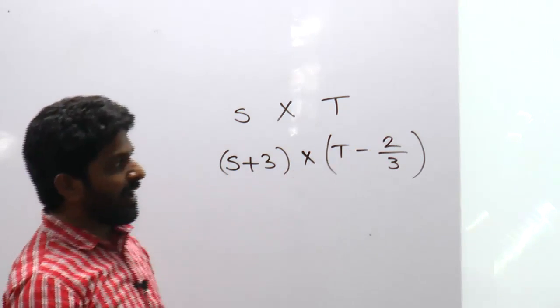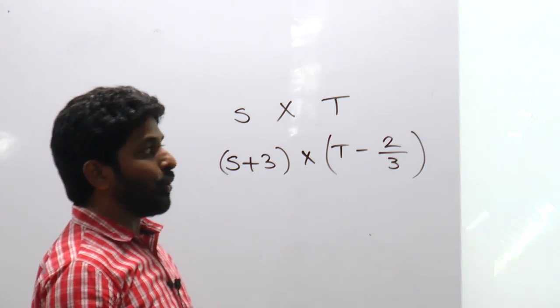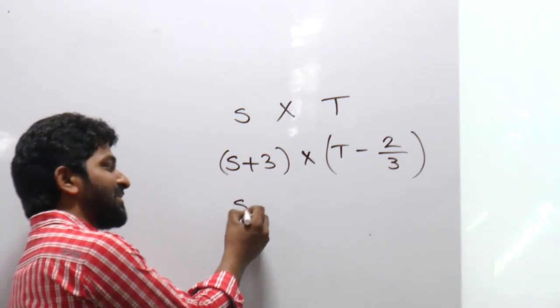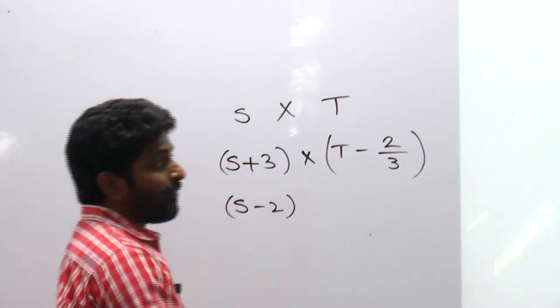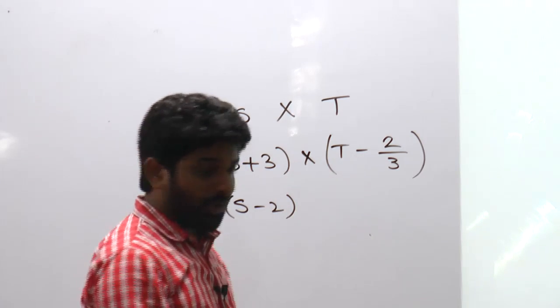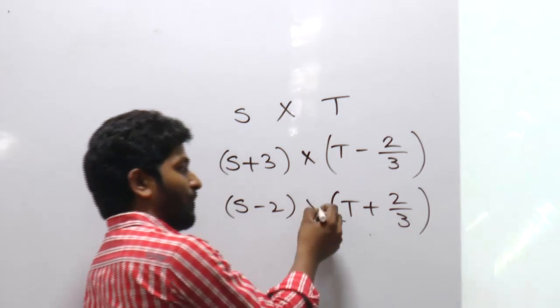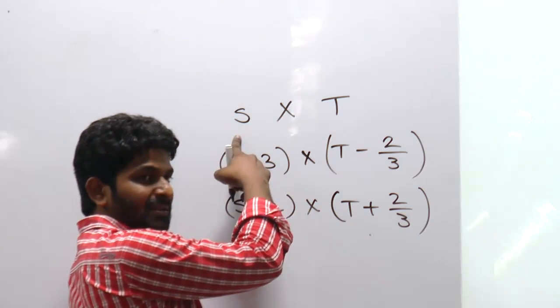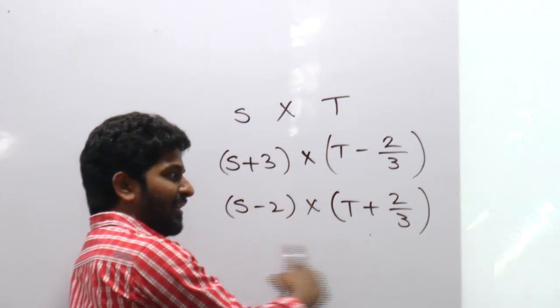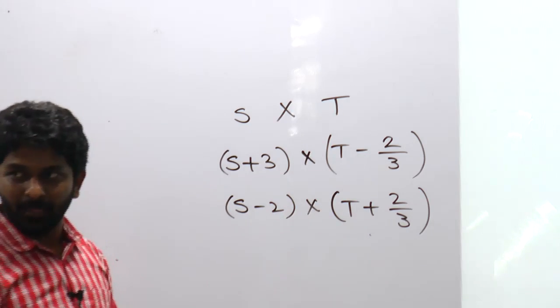And in the second case, if he had moved 2 km per hour slower, in the sense S minus 2, and he would have taken 40 minutes more, in the sense T plus 2 by 3. Distance, distance, distance, all are the same.